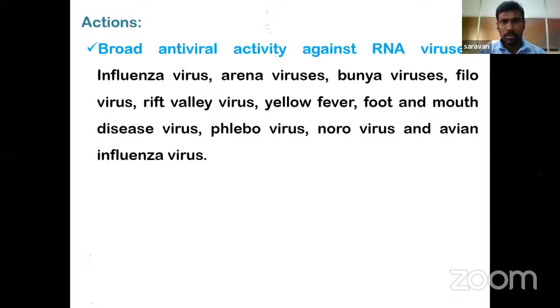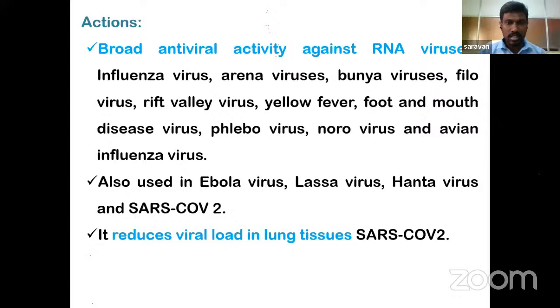So the actions of favipiravir are similar to those of remdesivir, that is, they have a wide antiviral activity against a number of RNA viruses. Influenza virus, arena virus, bunya virus, Rift Valley virus, yellow fever, foot and mouth disease, flavivirus, norovirus, and avian influenza viruses are the viruses that are targeted by favipiravir. They are also effective in SARS-CoV infection 1, SARS-CoV-2, Ebola virus, Lassa virus, and hantavirus. It is found to be very effective in reducing the viral load in lung tissues.